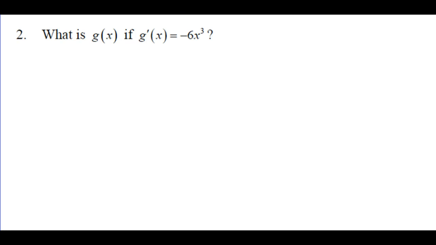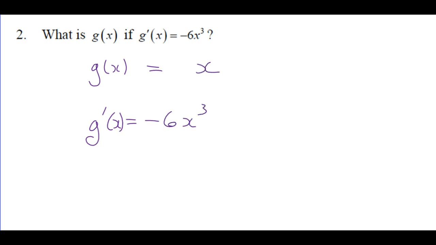What is g of x if g prime of x is negative 6x cubed? So, all right, let's kind of build this up, right? So we're down here, but we want to go back up here. So what power was up there? There was a 4 there, right? So we know that 4 times something, which we're not going to call x because there's x's there, is equal to negative 6. So what's the something?